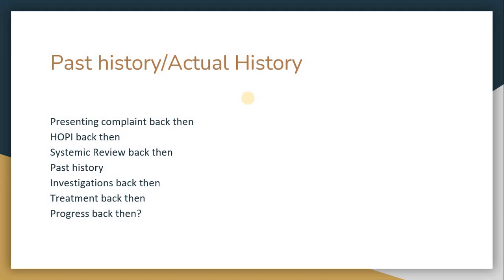Okay, so past history is actually having all the same headings that the current history starting with presenting complaint is having. HOPI, systemic review, past history, investigations, treatment, progress. Only that it is investigations back then, treatment back then, progress back then, which was investigations now, previously treatment now, and progress now.